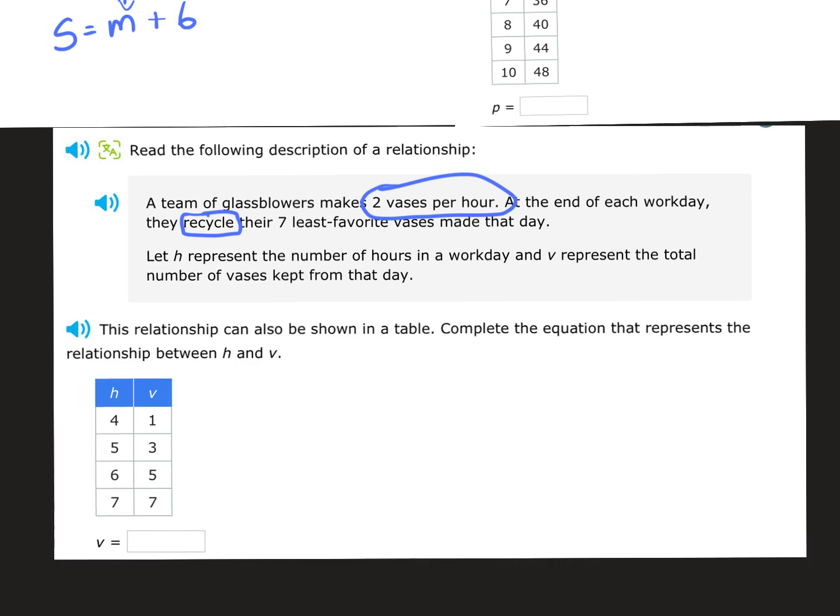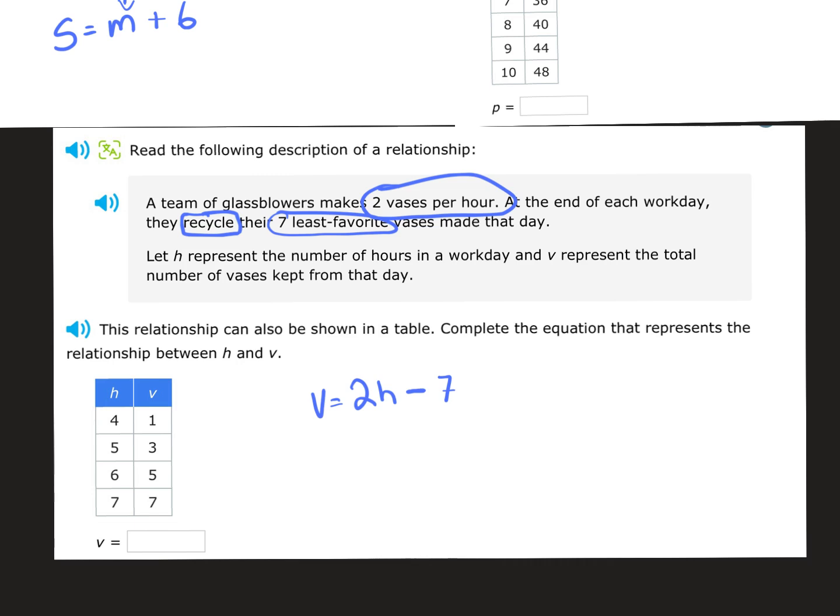Their least favorite 7 vases every day, depends on how you say it. So we have V is equal to, and we have our constant. We have 2H, 2 vases per hour, and then since we recycled, we lose 7. So we will always pick our 7 least favorite.